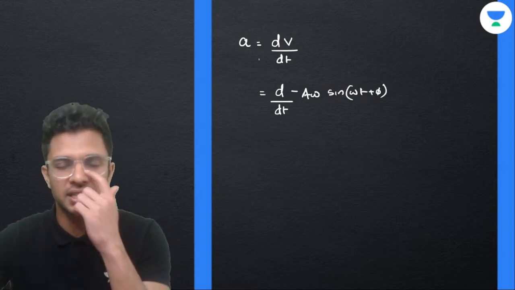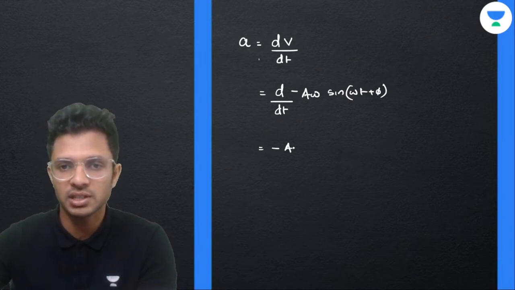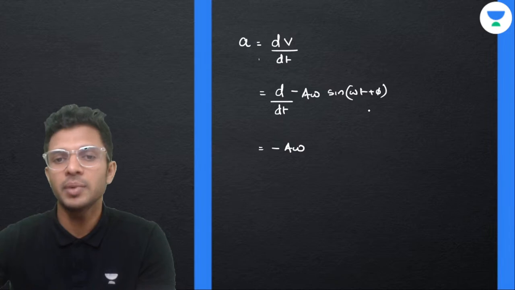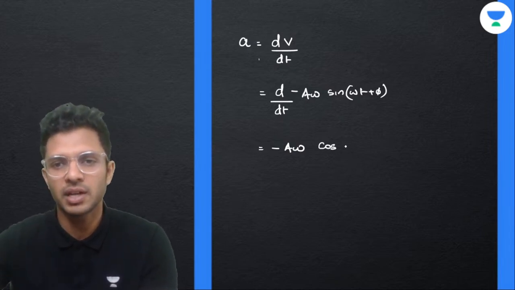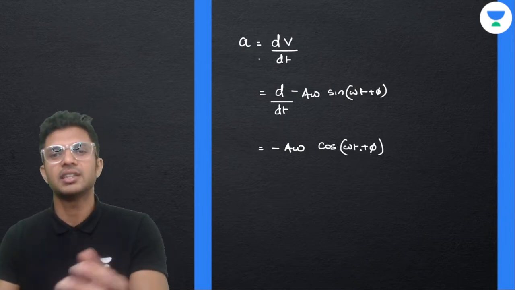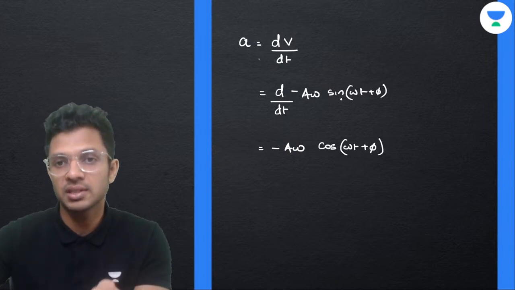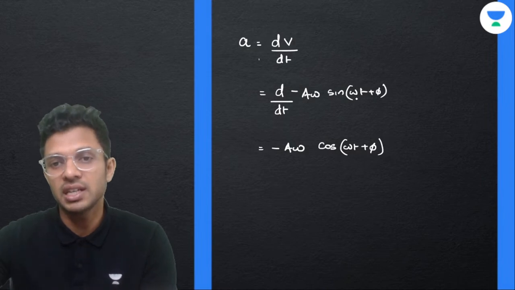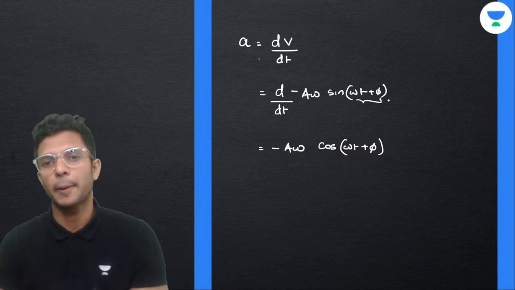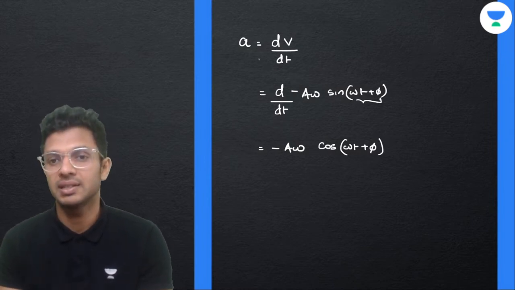Start differentiating. Minus a omega is a constant, it will come out of differentiation. Then differentiate sine omega t plus phi. How much will we get? Cos omega t plus phi. Very simple. Like we already discussed in the previous case, after differentiating the external function, which is sine, we have to differentiate the internal function, that is omega t plus phi. That is the rule of differentiation. Those who haven't learned must learn it. Differentiation is very important for 11th standard topics.